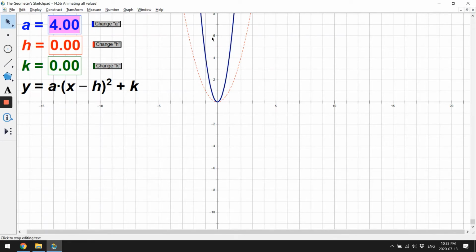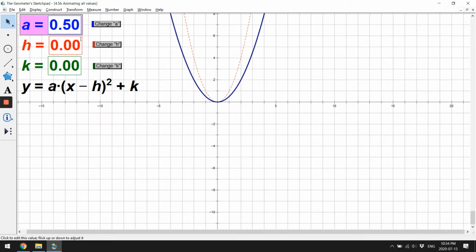Now wait a minute. How can we make a vertical compression? Is it possible to make this distance lesser than that of before? Can we make this point closer to the x-axis? Oh yes, we can. If a was half, right? Look, now the distance is not larger than that of before. It's actually half of that of before. So it's closer to the x-axis.